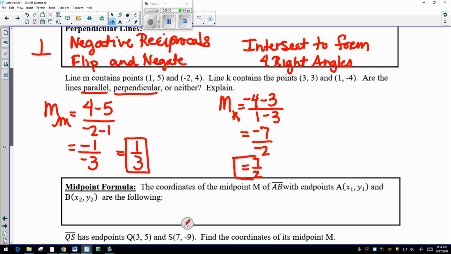And now I'm going to compare these slopes. If they were parallel, they would be the same slopes. They would have the same value. So I have to say it's not parallel, and I'm going to use my symbol, because the slopes are not the same.